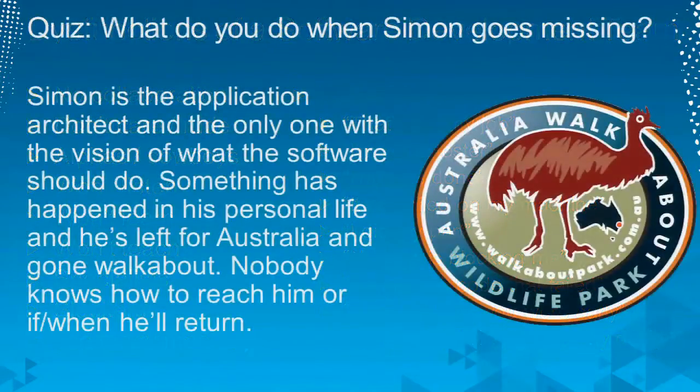So here's a pop quiz. Some of you who came to my pre-conference on Sunday have seen this already, but you've got a person named Simon on your team. And Simon is the application architect, also the only one with the vision of what the software should do. Something's happened in Simon's personal life. He's left for Australia and gone walkabout. Nobody knows how to reach him or if and when he'll return.